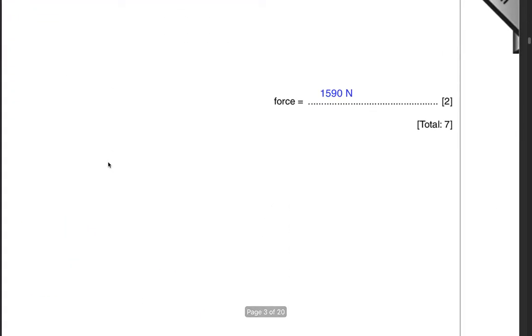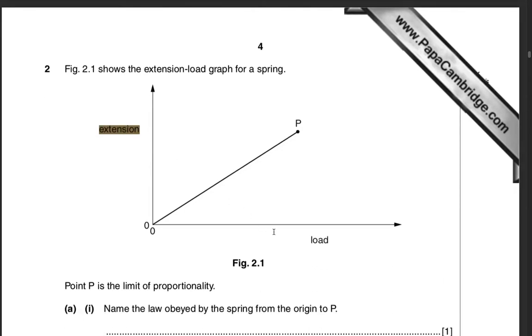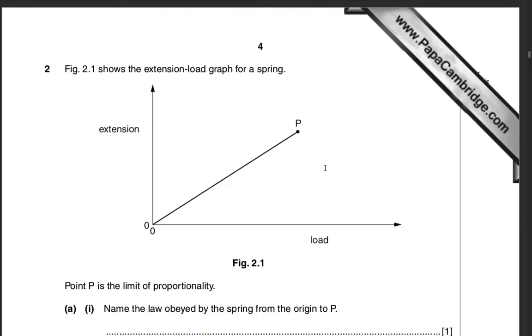And of course, that's about extension and load. This is a very important question. It may or may not be that hard, but it surely is there in almost every examination.